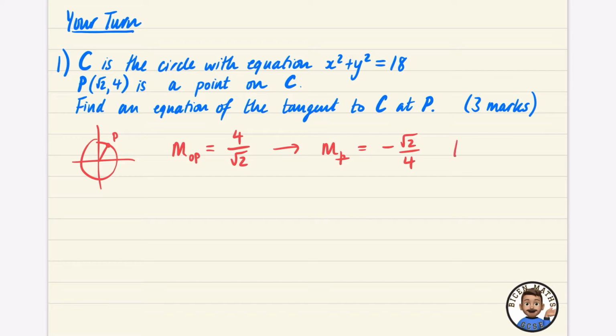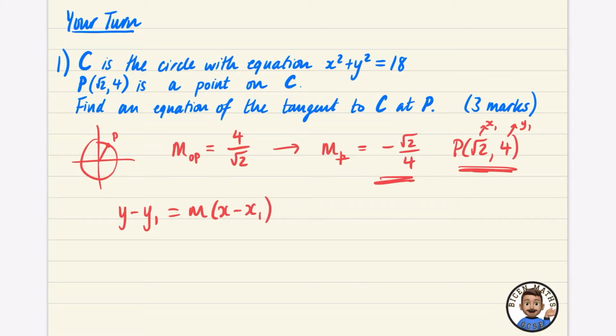What I need to do now is find out the equation of the line, which is going to be going through this point with this gradient. And remember my formula I like to use. This is x1 and this is y1. The formula is y minus y1 equals m brackets x minus x1. So I'm going to go straight in and say y minus 4 equals minus root 2 over 4 brackets x minus root 2. And that's actually the end of that question. You don't need to do any more.